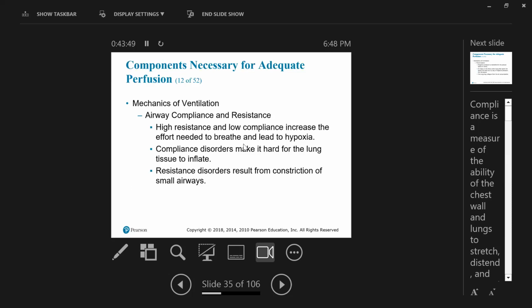Okay, airway compliance and resistance. High resistance and low compliance increases the effort needed to breathe and lead to hypoxia. Compliance disorders make it hard for the lung tissues to inflate. Resistance disorders result from a constriction of small airways. So basically, you're not getting air all the way in. And remember, the only part of the lung where you're gonna have carbon dioxide and oxygen exchange is in your alveoli. If for whatever reason the tubes that go to the alveoli are clogged up with mucus, you're not gonna get anything.